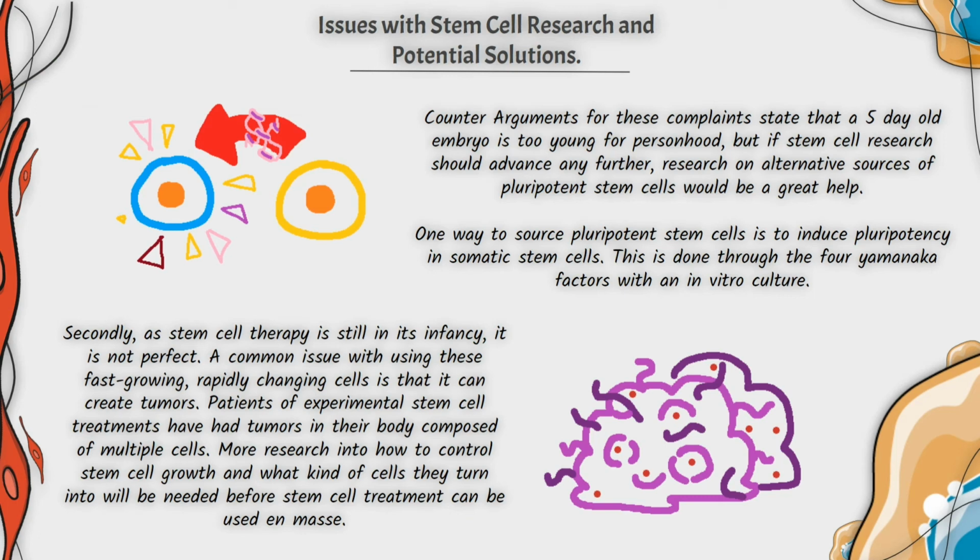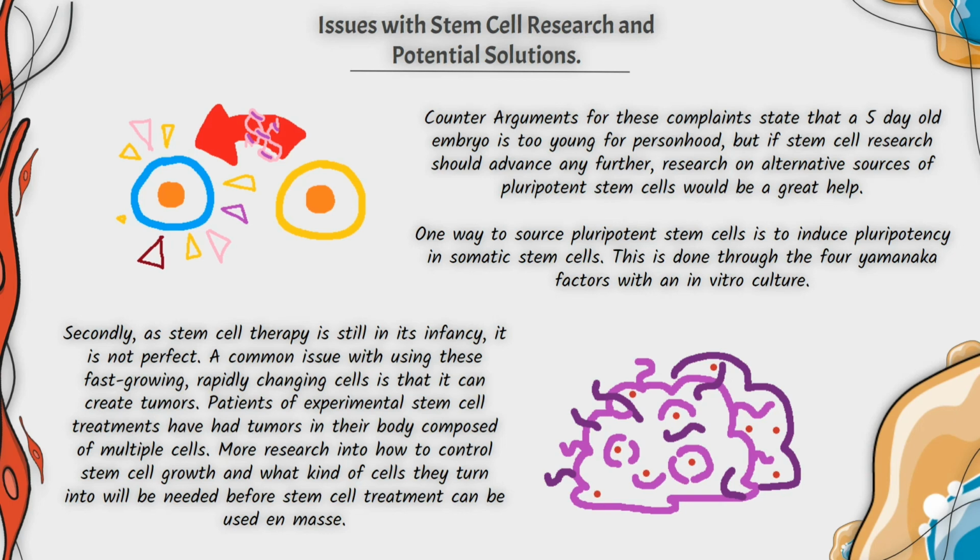But if stem cell research should advance any further, research on alternative sources of pluripotent stem cells would be a great help. One way to source pluripotent stem cells is to induce pluripotency in somatic stem cells. This is done through the 4 Yamanaka factors with an in vitro culture. The 4 Yamanaka factors are basically proteins that induce somatic stem cells to return to a pluripotent state, meaning that they can turn into a wider variety of cells and they can be used in the same manner as regular embryonic stem cells.